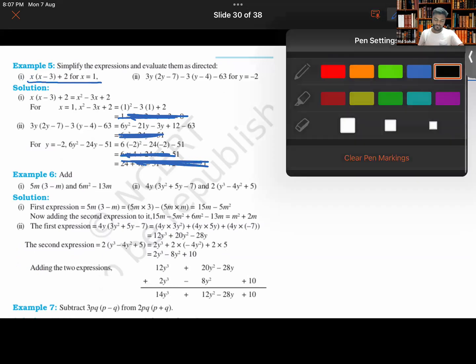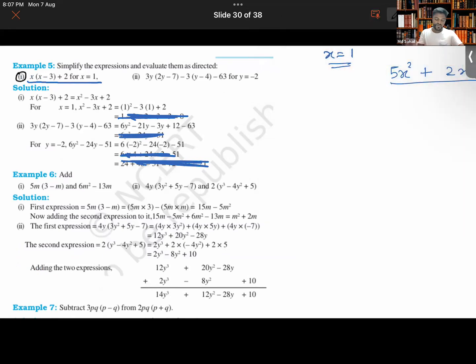The first one of example 5. It will be 1, right? Okay, let's check it out. Arhan, did you also get the answer? Yes, sir. Minus 2 plus 2, that is 0. It's 0, not 1. So it is 0. Yes, 0.